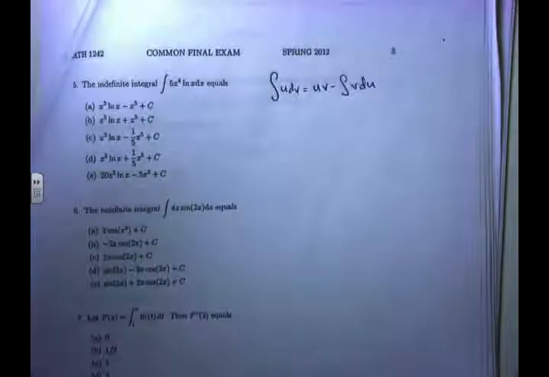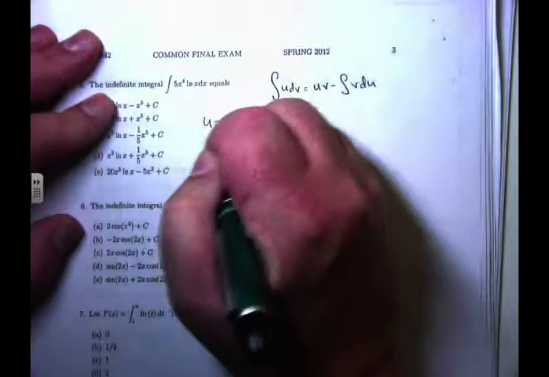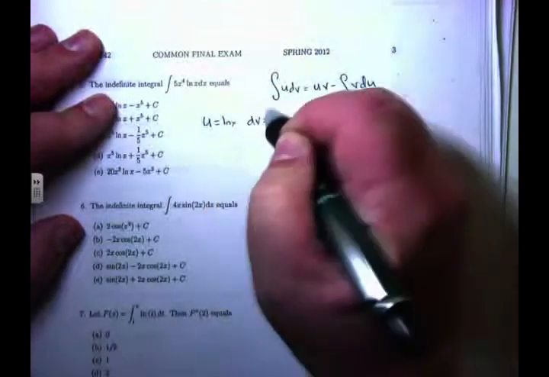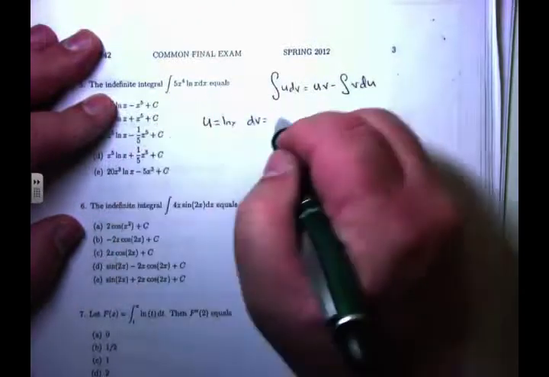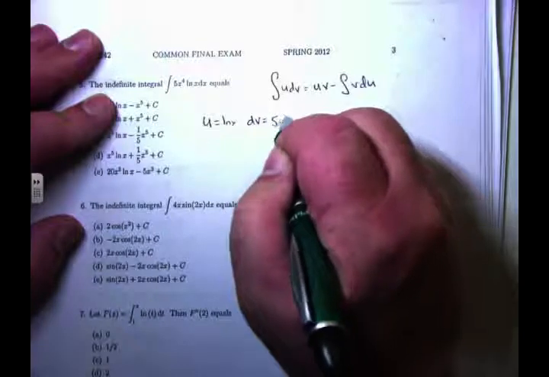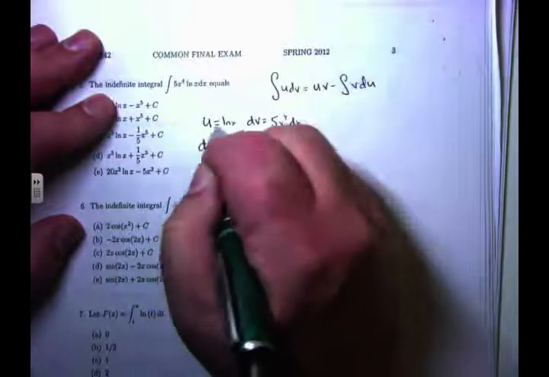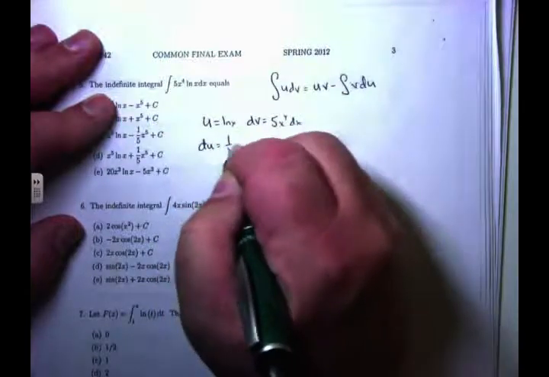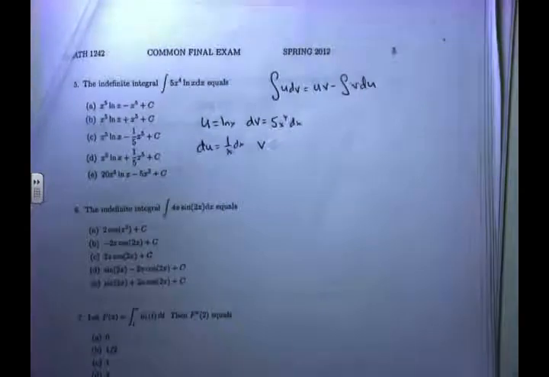So, when I use integration by parts on this integral of 5x to the fourth natural log of x, you always let u equal the natural log of x part. Then you have to do the dv. If u equals the natural log of x, then the dv has to be the rest of it, which is 5x to the fourth dx. You have to take the derivative of u, which is 1 over x dx, and you have to integrate the dv to get the v back again.